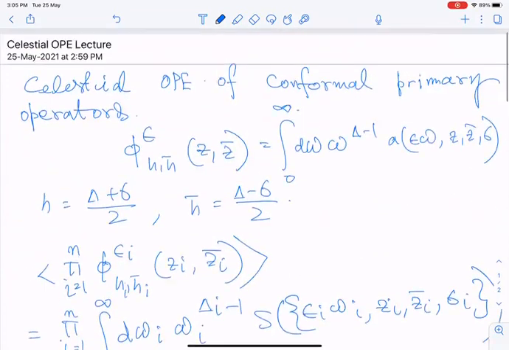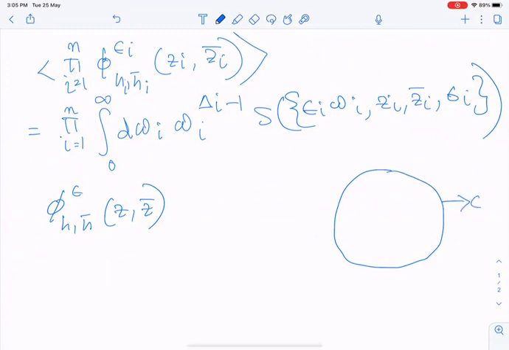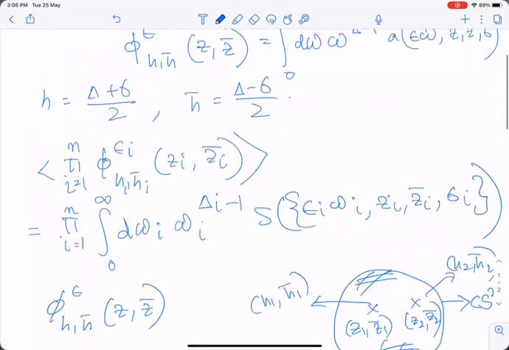So we have these local operators like phi, with epsilon, h, h bar, z, z bar, and we can consider two operators. This is the celestial sphere, which I call CS2, because since we are in four dimensions the sphere has two dimensions. I have two operators located at z1, z1 bar, and z2, z2 bar, with quantum numbers h1, h1 bar and h2, h2 bar, and epsilon says whether it's incoming or outgoing.